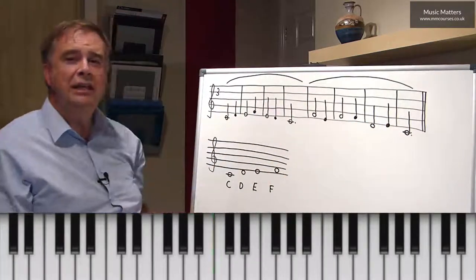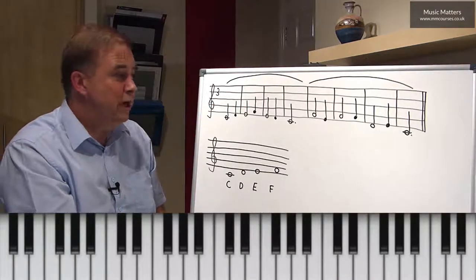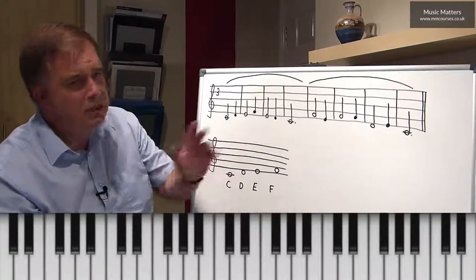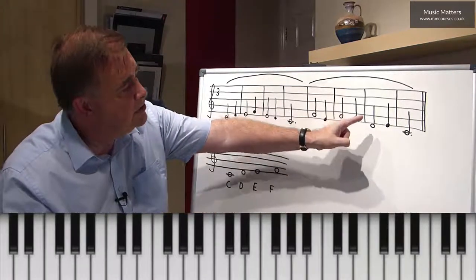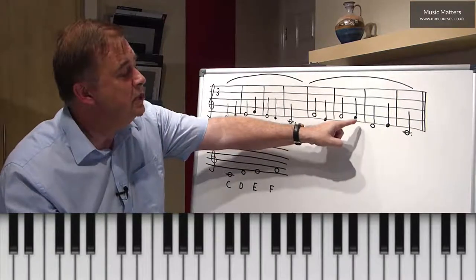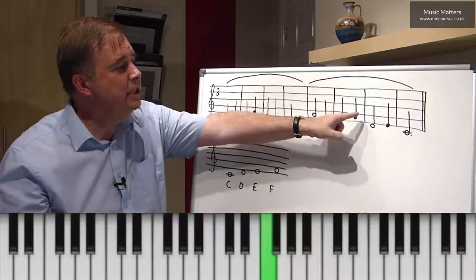So I hope you can see why those notes are the letters that we've just described. And you notice I use that word skip. When you skip down from one space to the next space, just missing out a note in between. So I go from F and I skip down to D.